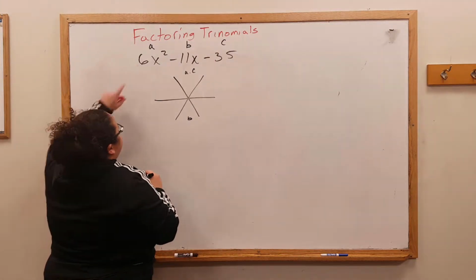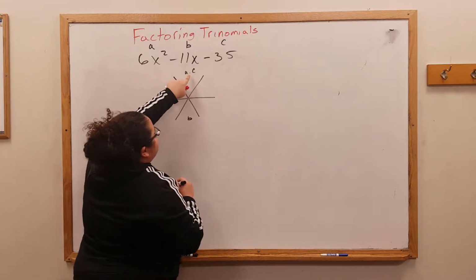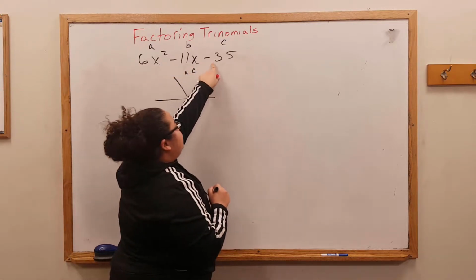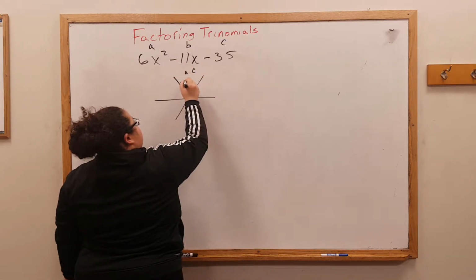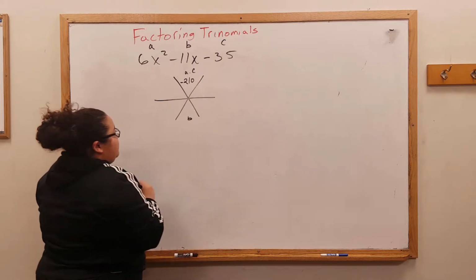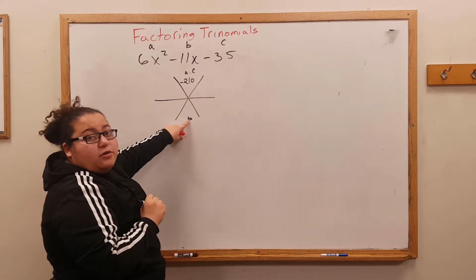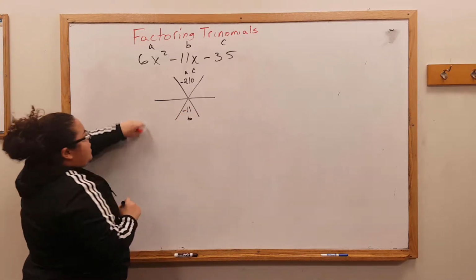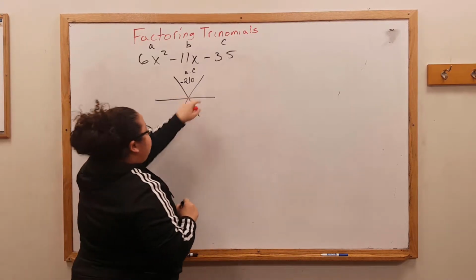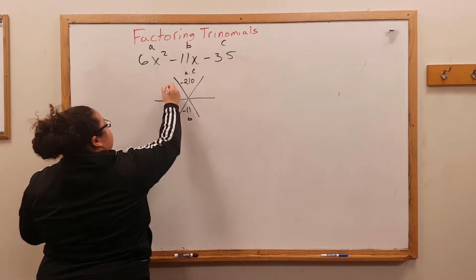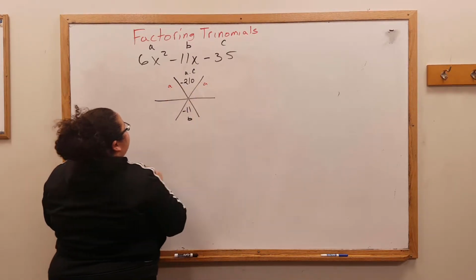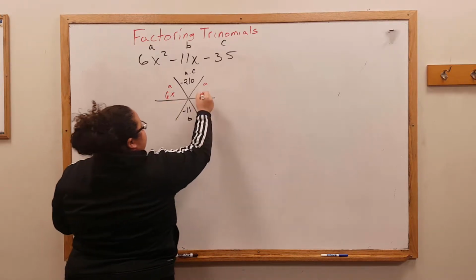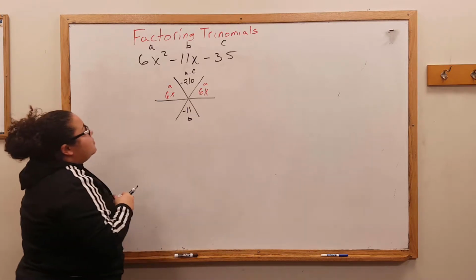So on the top we have A times C, which is 6 times negative 35, which gives you negative 210. And on the bottom over here, we're going to have negative 11. Now on the sides to the top is going to be the A's, over here and over here. And that A is 6x and 6x.